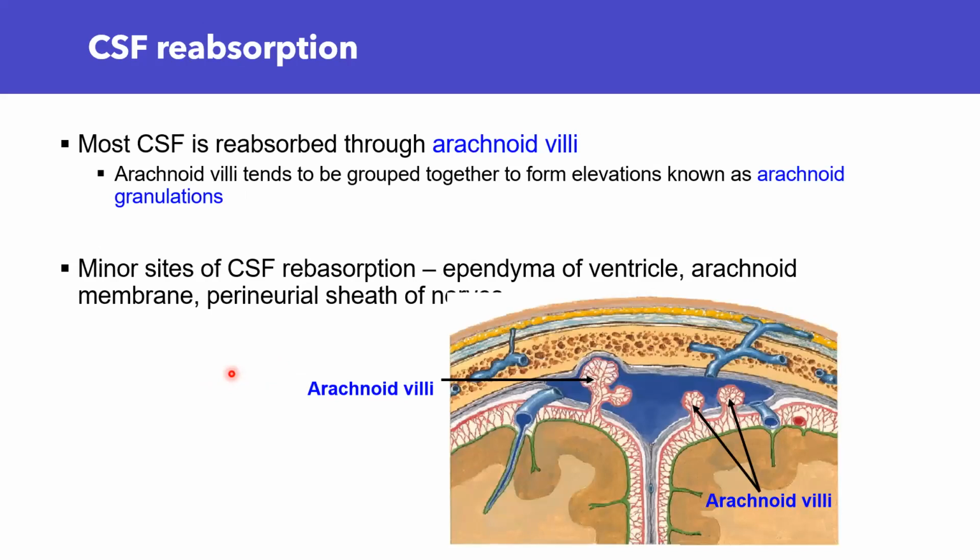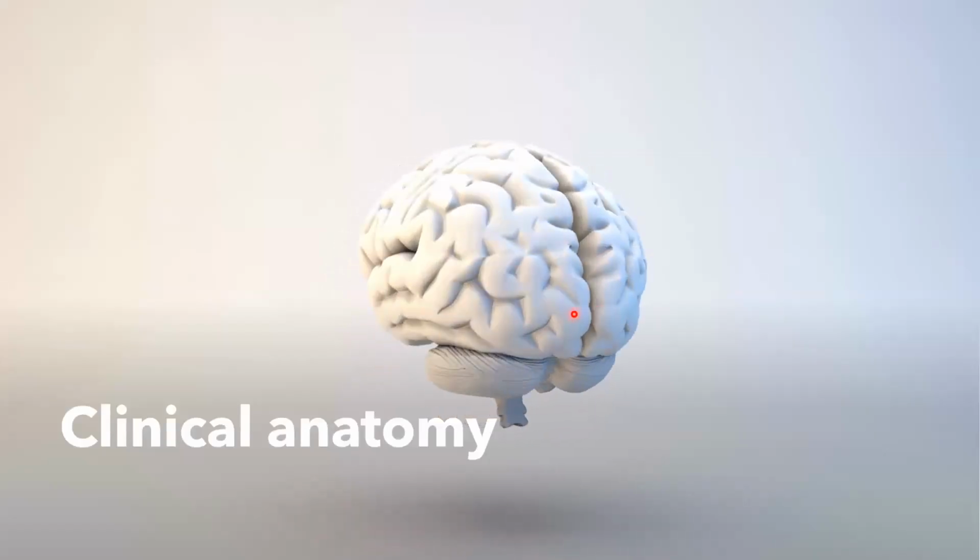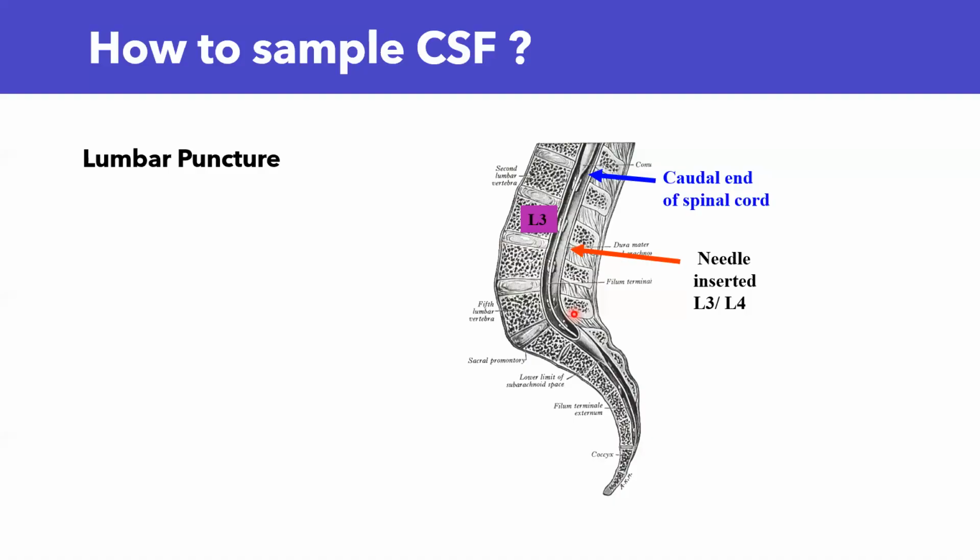Most CSF is reabsorbed through the arachnoid villi. Minor sites for CSF reabsorption are the ependymal cells lining the ventricles, the arachnoid membrane, and the perineural sheath of the nerve. This is the arachnoid granulation. And now some clinical anatomy regarding the ventricles.